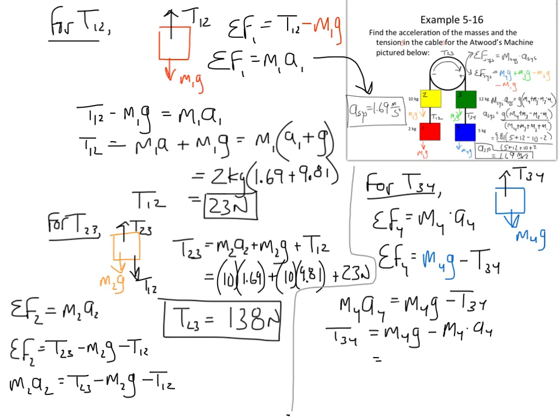I'm not going to worry about factoring out the M to make it easier, because even though it might be easier, it's going to take up more space, and we want to finish this problem up. So let's just say M4. That is 5 kilograms, right? 5 times G, 9.81 meters per second squared, minus the quantity 5 again, times the acceleration of the system. The acceleration of 4, which is the acceleration of the system, is 1.69 meters per second squared. And that's going to give us our tension between 3 and 4, the tension in the rope between 3 and 4.